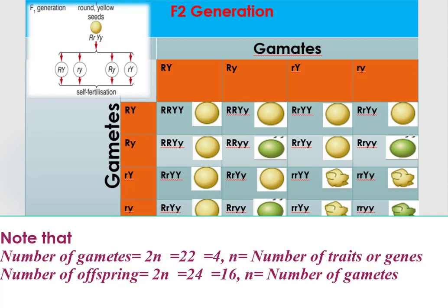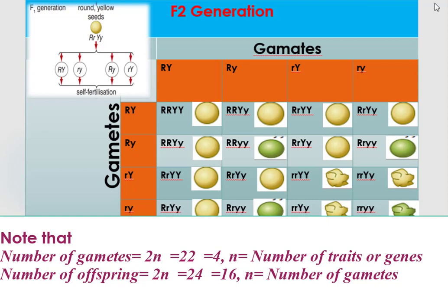We can determine the number of gametes and the number of offspring by using the formula 2 to the power of n. The number of gametes can be determined by using the formula 2 to the power of n, where n stands for the number of traits. So n in dihybrid inheritance is 2. That means 2 to the power of 2, which is equal to 4. So in dihybrid inheritance, there would be 4 possible gametes when the two genes are non-linked.